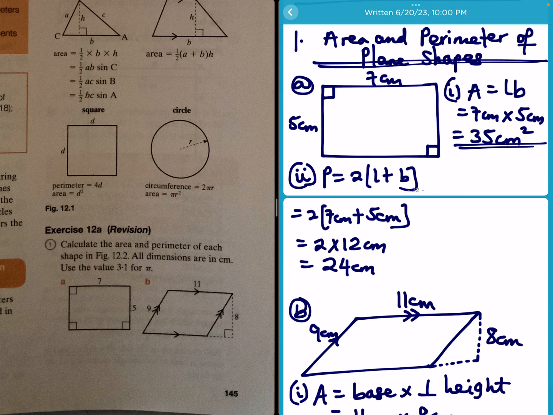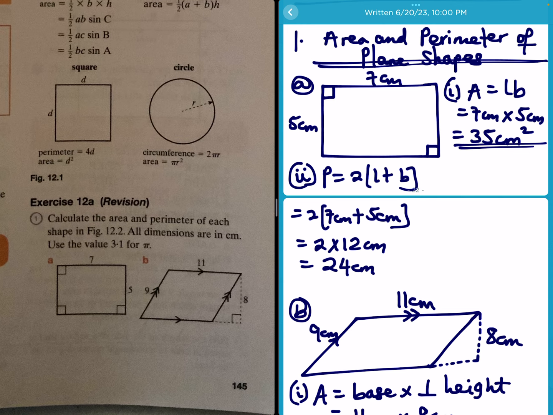Area and perimeter of plane shapes. This is plane mensuration. This topic is called plane mensuration. The first question in exercise 12A says we should calculate the area and perimeter of each of the following shapes.